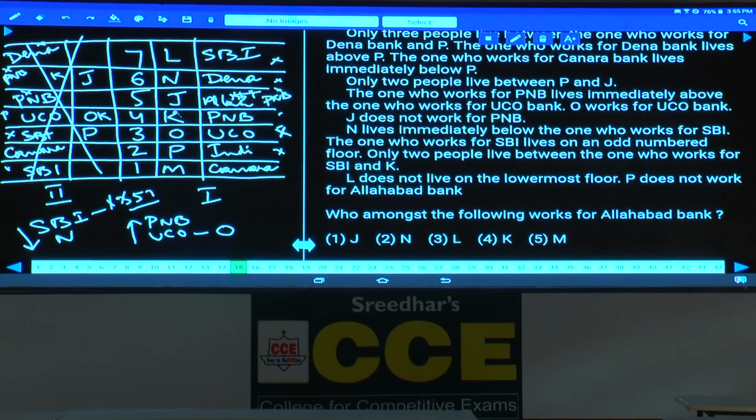Then question number 15. Who among the following works for Allahabad Bank? Who is the person working for Allahabad Bank? J. J, that is choice 1. Now, this is about question numbers 11 to 15. Done with these 5?